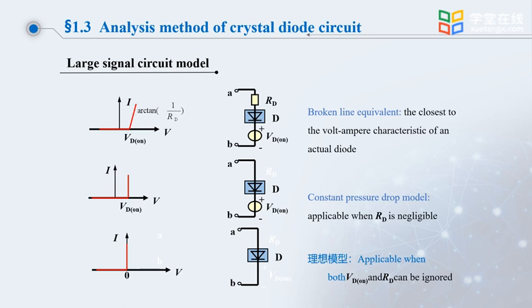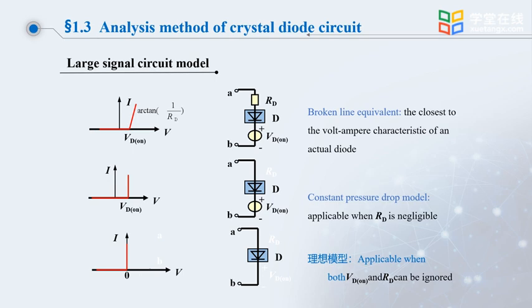In the process of analyzing the problem, it may be further simplified. For example, if the resistance outside the diode is far greater than its internal resistance, then we can ignore RD. When V is greater than 0, its volt-ampere characteristic can be described by such a polyline. So the circuit form is the one in the picture on the right: an ideal diode in series with a constant voltage drop VD on. This is called the constant voltage drop model.